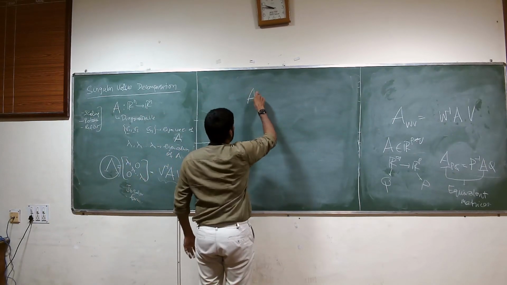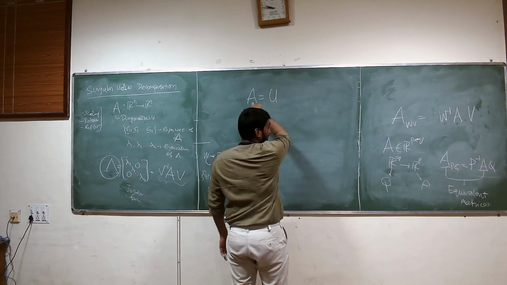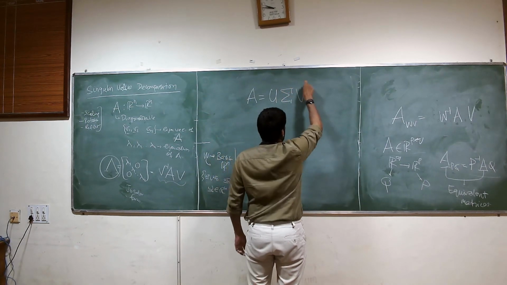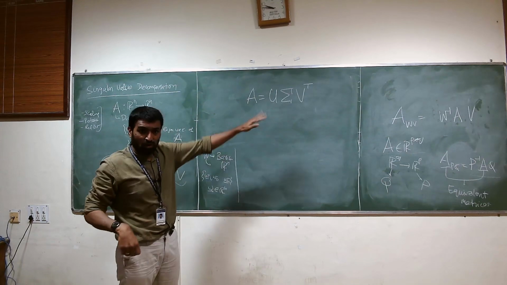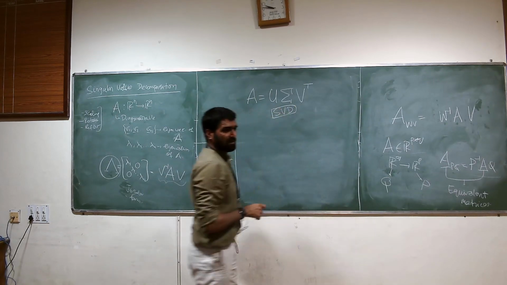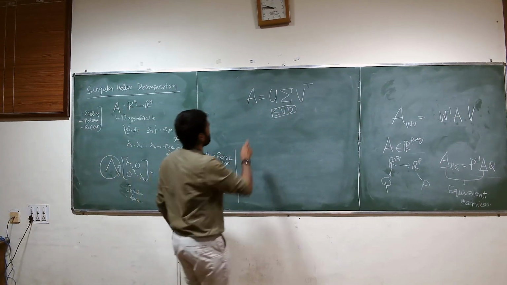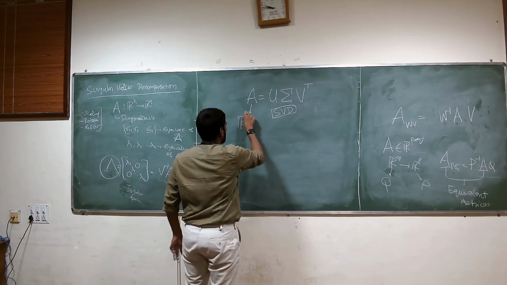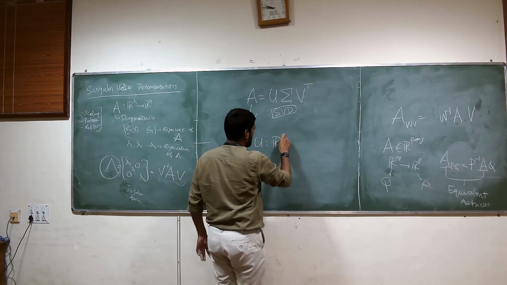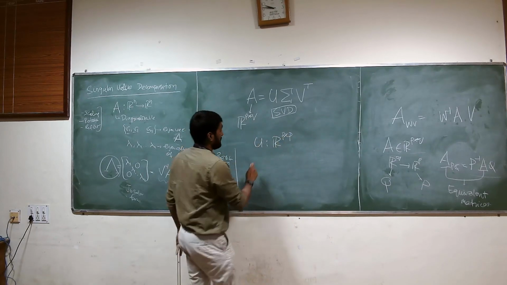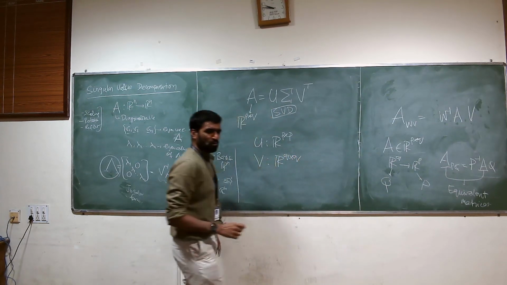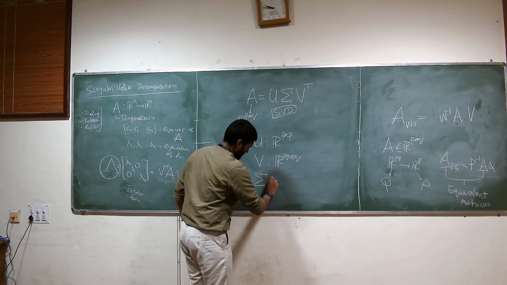I'll write it down and then we'll talk about what these are. Any matrix A, it doesn't matter what kind of matrix it is, square or rectangular, can be written down like this, and this decomposition is called singular value decomposition, SVD. Let's say A is P cross Q. U will be P cross P. V will be Q cross Q.